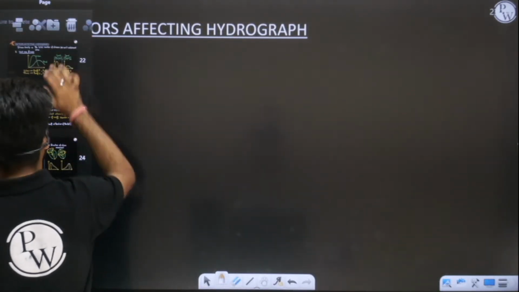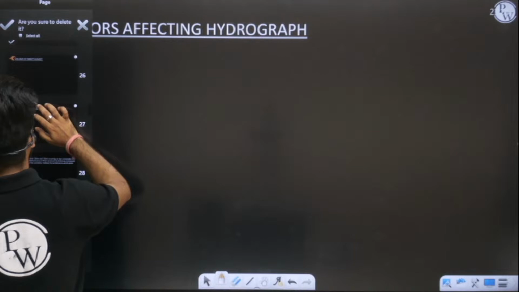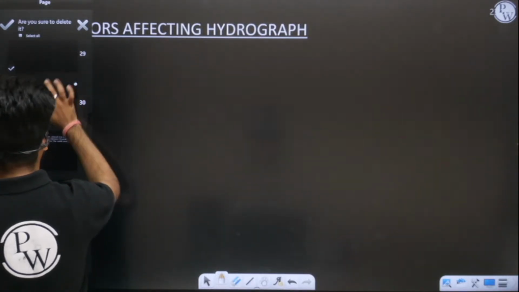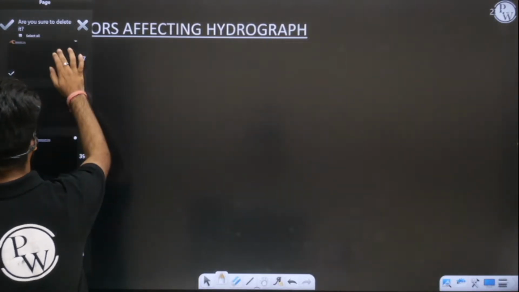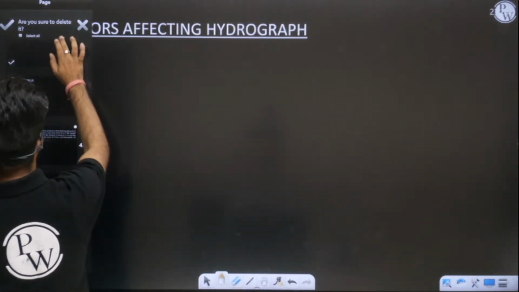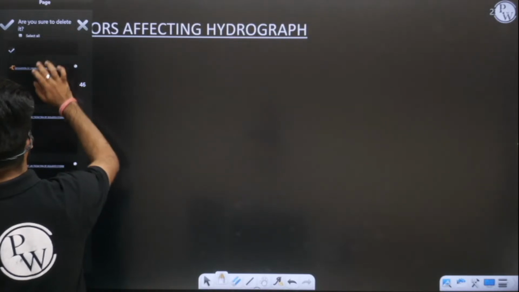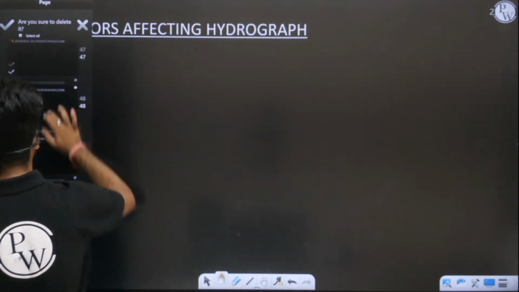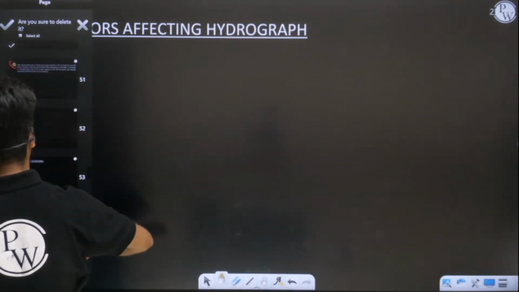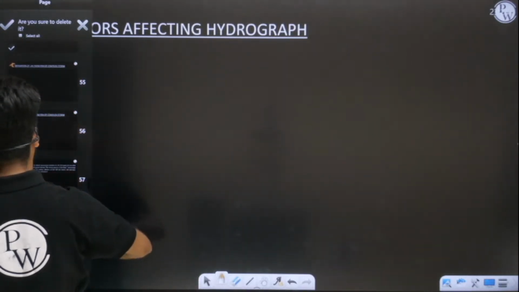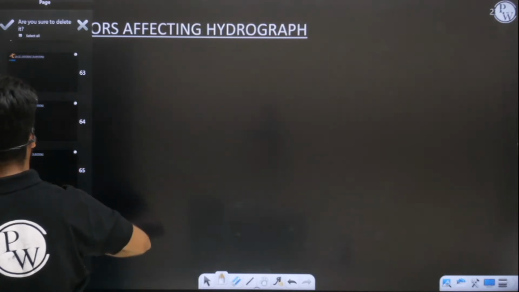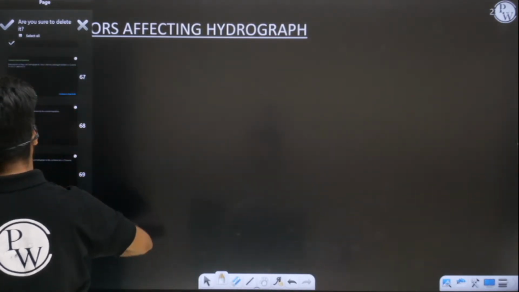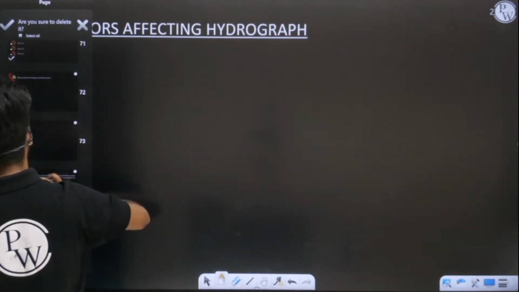So I hope all the factors are very, very clear to you. In the next class, we will start volume of direct runoff, which is very, very important. Many numericals from that topic have been framed in your past year papers. In previous year papers, many questions have been asked on the volume of direct runoff hydrograph. So we'll discuss that in the next class. Next class will be very, very important.